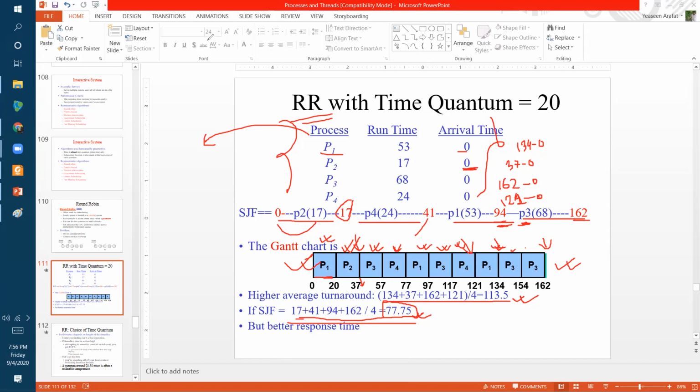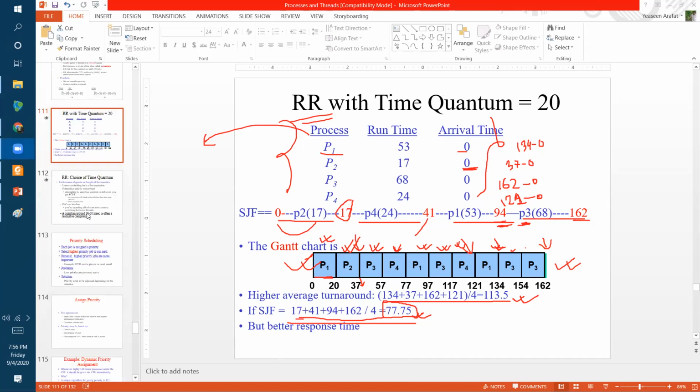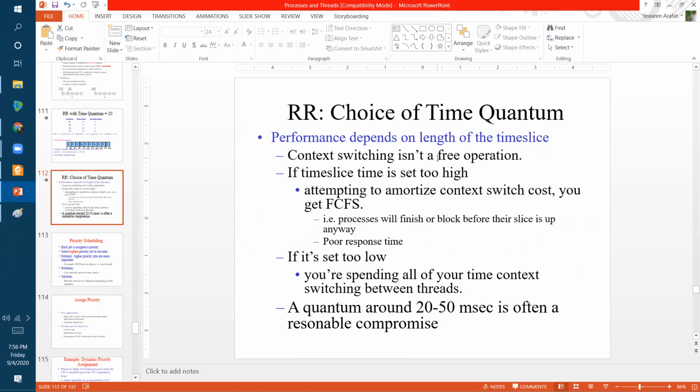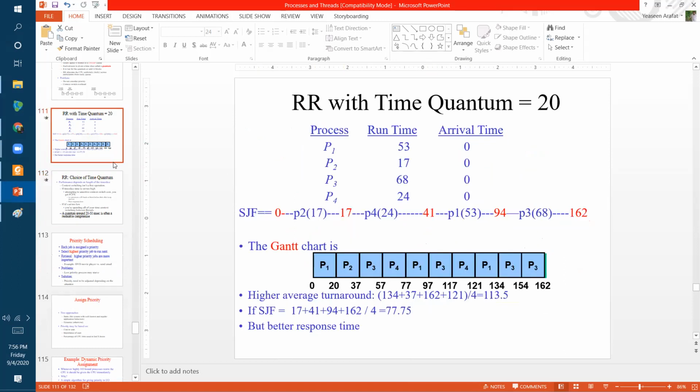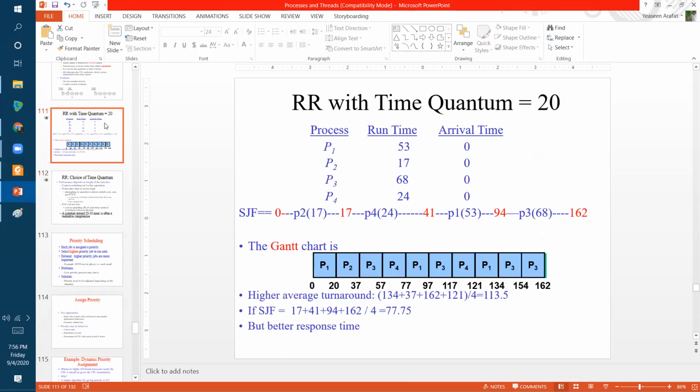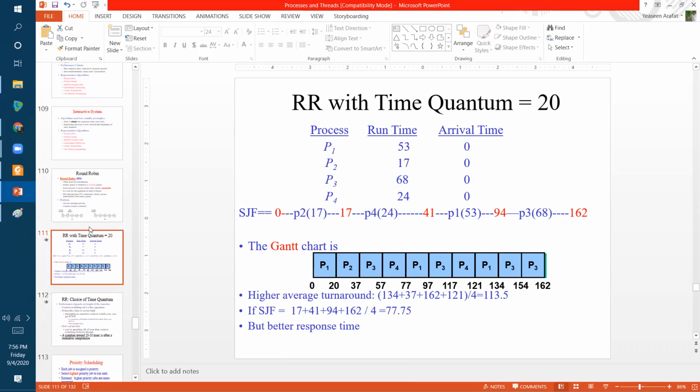Okay, so our last topic is the choice of time quantum. We will look into that in the next lecture with the other algorithms. Today's class ends here. Okay, next class we will see.